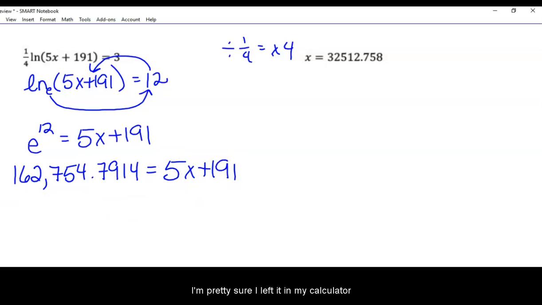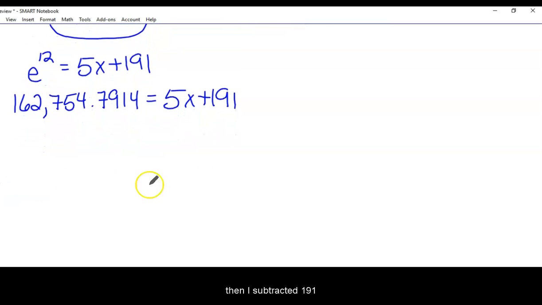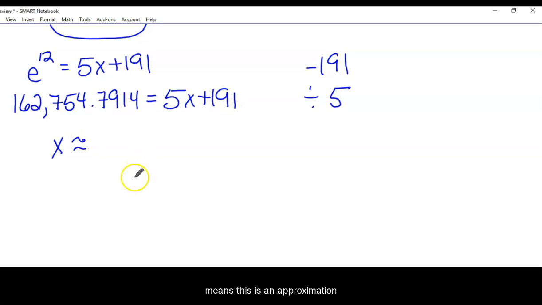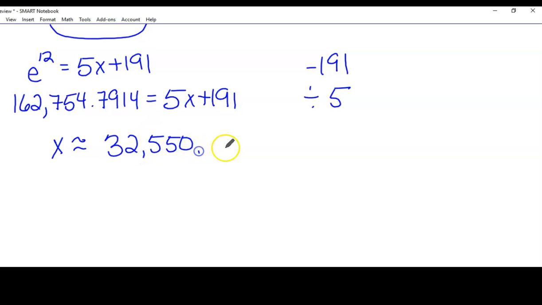I'm pretty sure I left this in my calculator, and then I subtracted 191, and then I hit enter, and then I divided by 5. And so what I got was, and we use these little squiggly lines because it means this is an approximation because I had to round, I got 32,550.958, and I think that was the answer you were given.